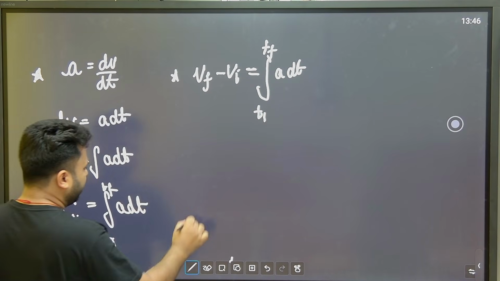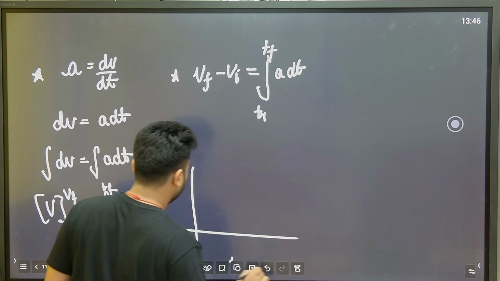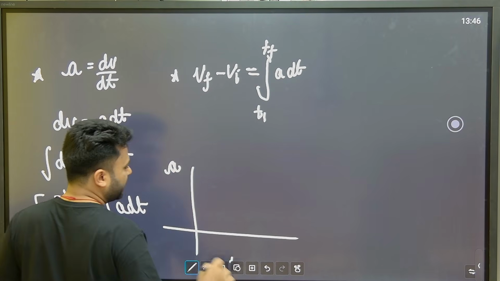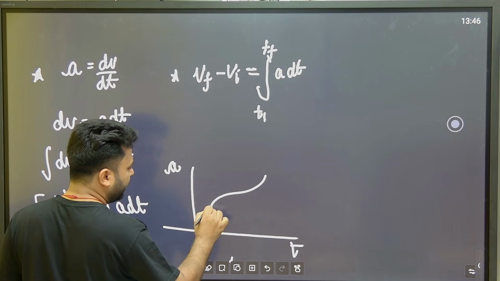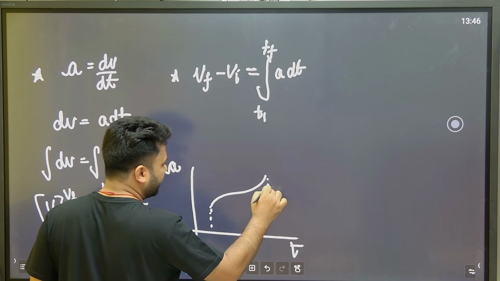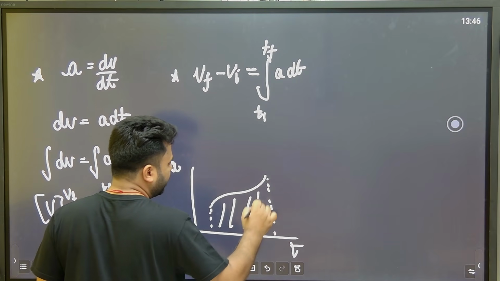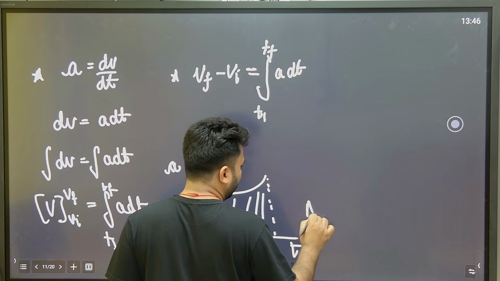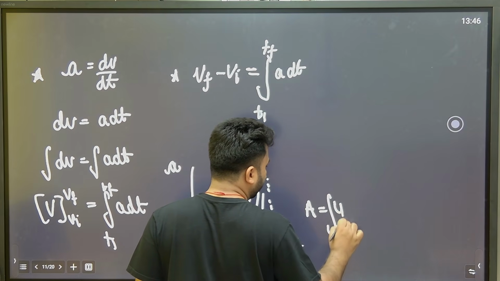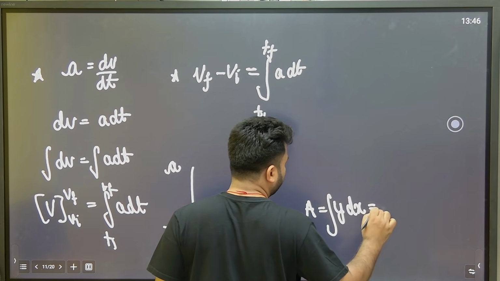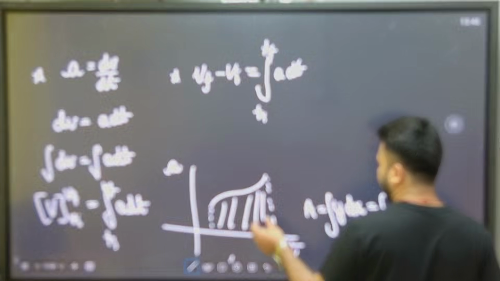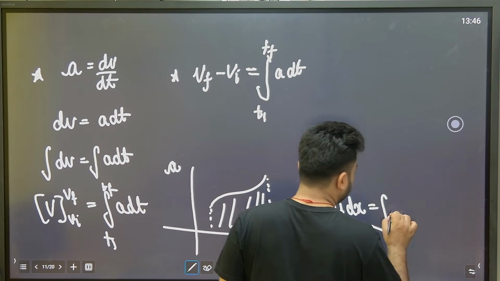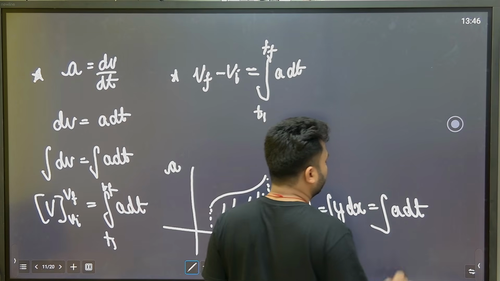Now again, if we have an a versus t graph, an acceleration versus time graph, suppose this is the graph. If someone asks what is the area under this graph, you will write the area general formula is integration of y dx. So here, in place of y we have a, in place of x we have t. So integration of a dt.